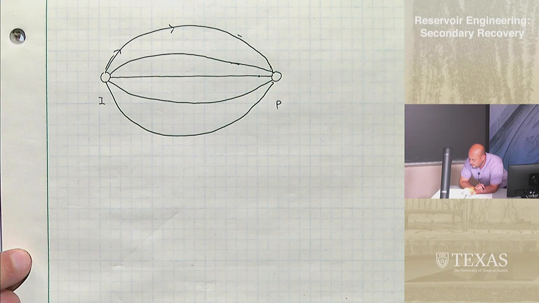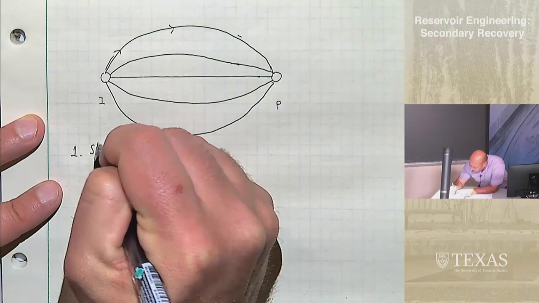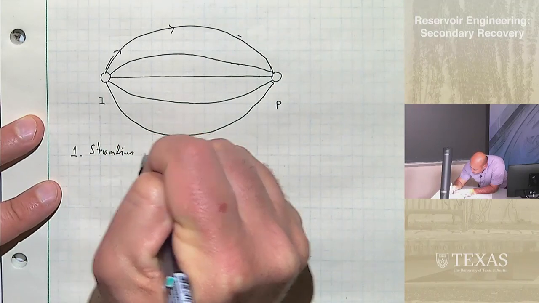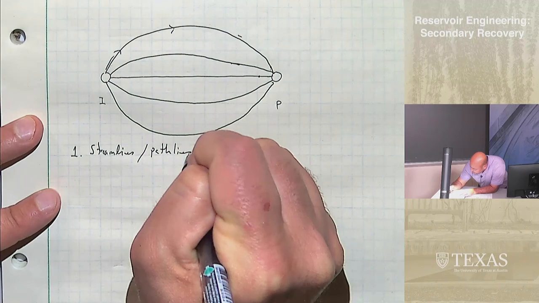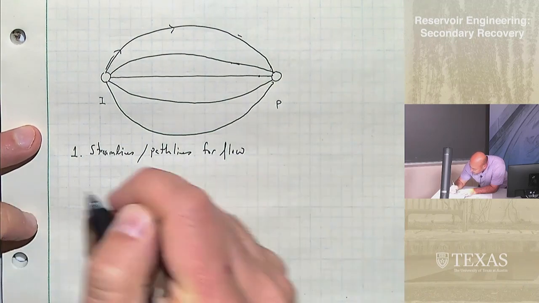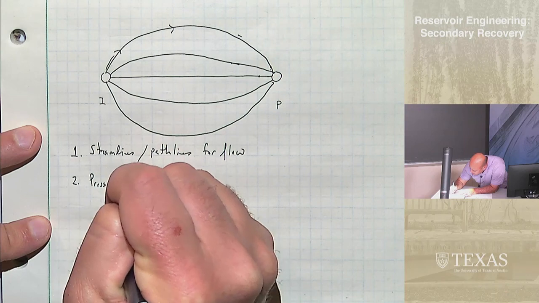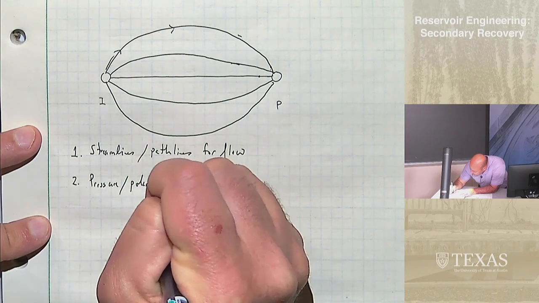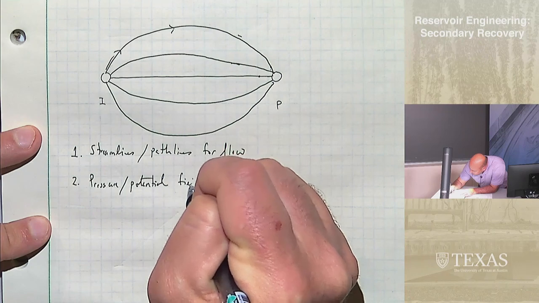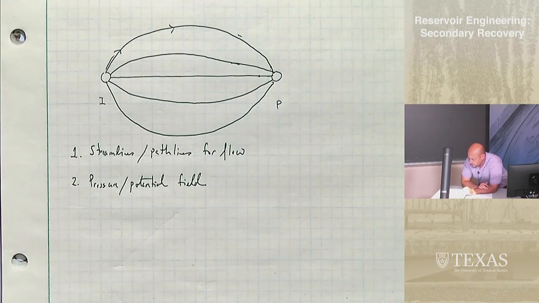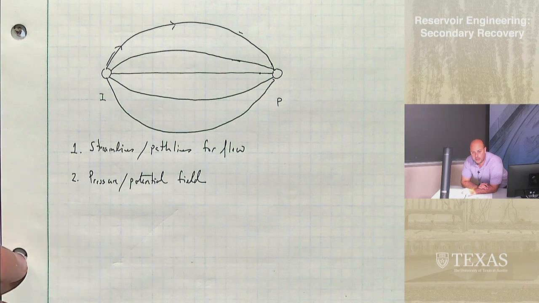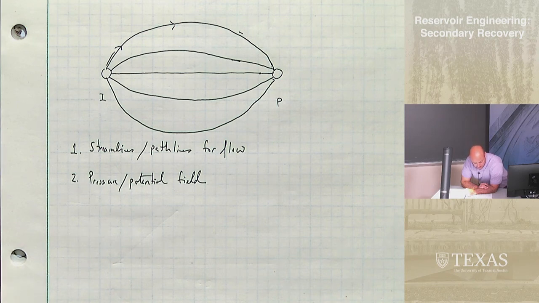We want to know what the pressure field or the potential field, so let me just draw this out. I'll say we want to know the streamlines or path lines for flow. We want to know the pressure or potential field, and we remember that potential is just sort of a pressure corrected by gravity. So in the absence of gravity, pressure and potential are the same thing. I'll keep it general and use potential, but if it helps you, you can replace potential with pressure, because in the absence of gravity, they're the same thing.